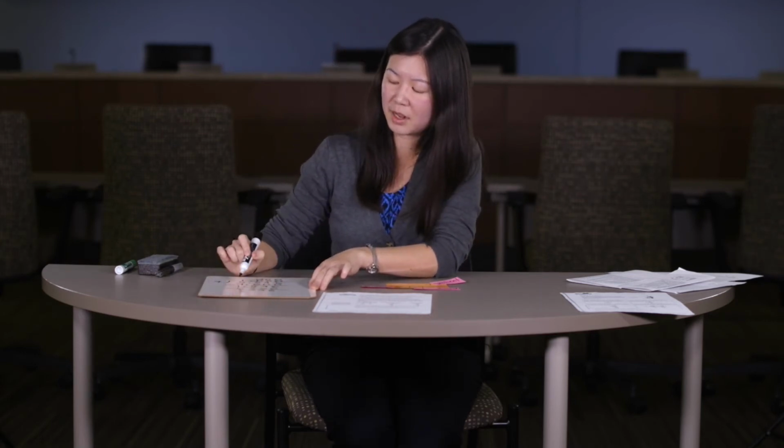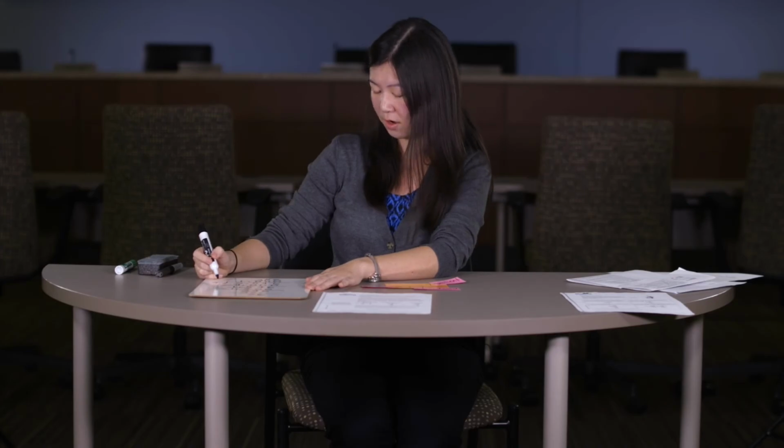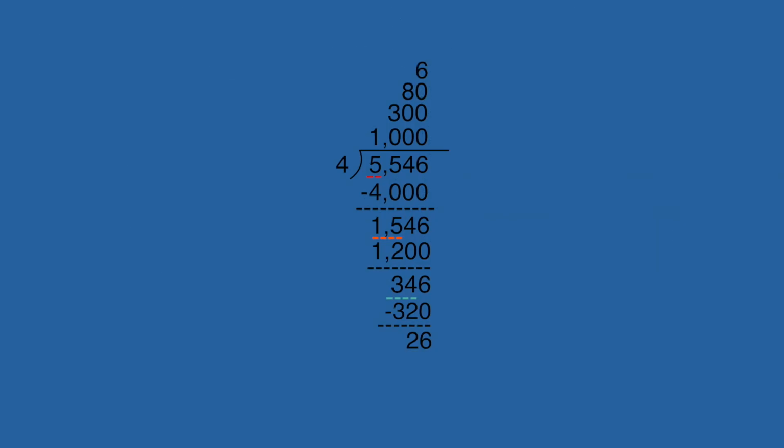So 346 puppies left. We've done thousands and hundreds. We'll do tens next. So we have 34 tens divided by 4. That would be 8 tens, or 80, which means if we've given 80 to each of the 4 stores, that would be 320. Another 320 puppies have been divided, and just 26 left to go. So now that we've done the thousands, the hundreds, and the tens, we're just left with 26 puppies divided by 4. That would be another 6 to each store.